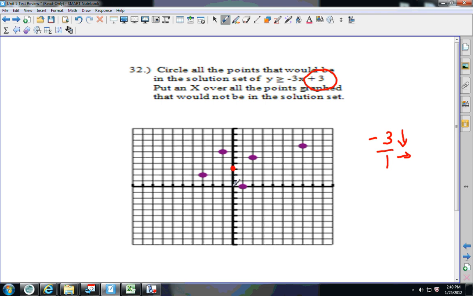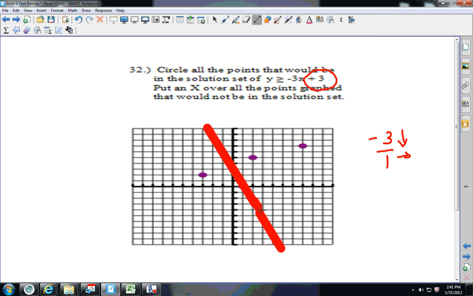Down 1, 2, 3 to the right 1 and put a dot. I can also go backwards. Up 1, 2, 3 to the left 1. It says equal to. Since it's equal to, I'm going to use a solid line.